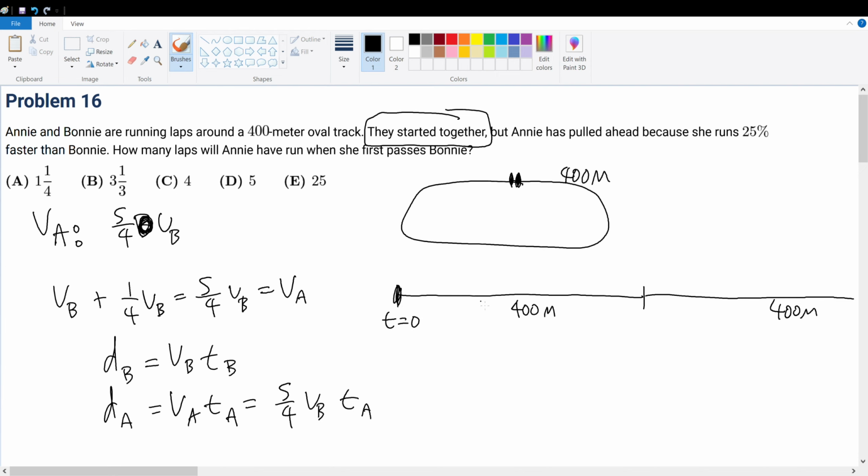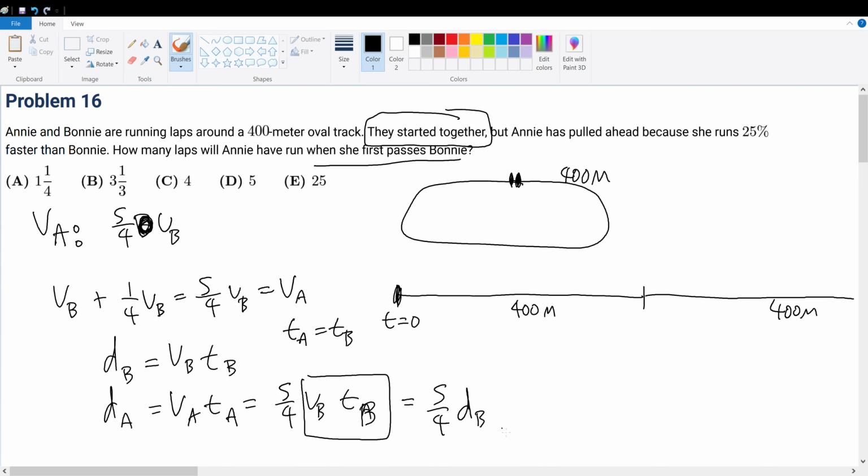So the time that it took for them to run the equal distances when she first passes Bonnie would have taken the equal amount of time. So that means TA is equal to TB at the time that they pass each other. And that should make sense. So then we can say that TA is TB, so this becomes TB. But then we know that VB times TB is equal to DB. So this is 5 over 4 DB.